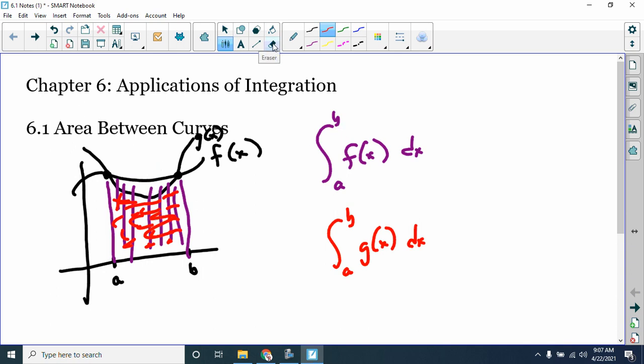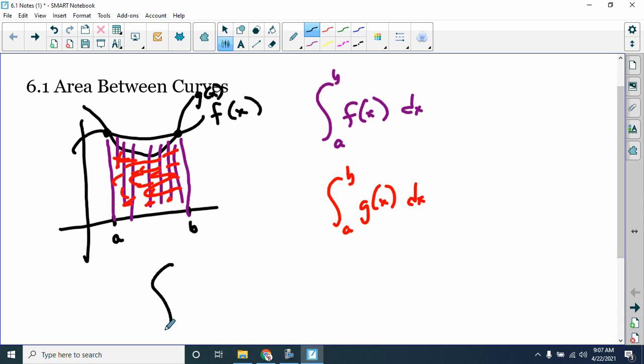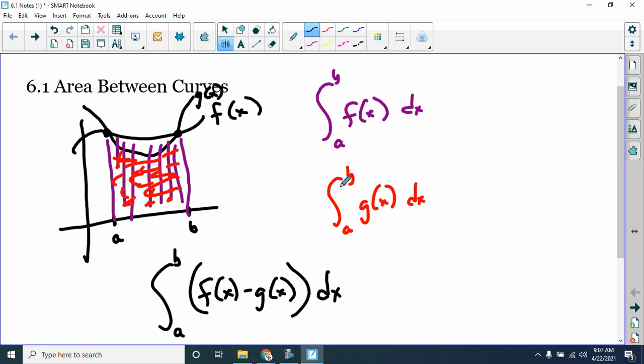So to find the area in between two curves, what we're going to be doing is integrate from intersection point to intersection point of whatever the top function is, which in this case is f of x, minus whatever the lower function is, g of x. So f of x minus g of x dx. That gives us the area in between those two curves, assuming that f of x is greater than g of x. If g of x is the top function, then it would be g of x minus f of x.